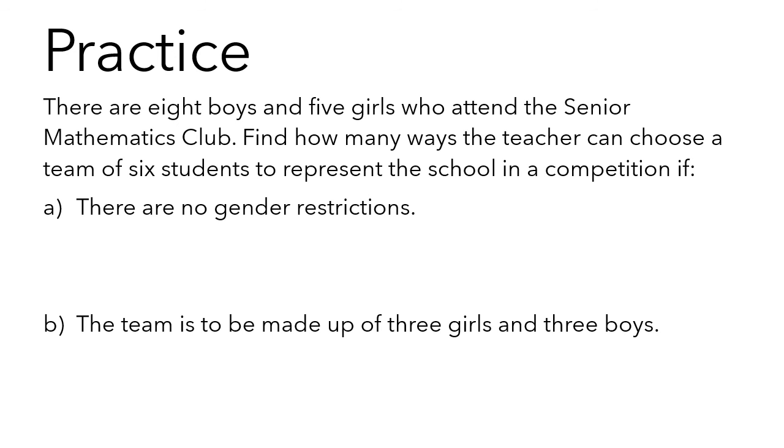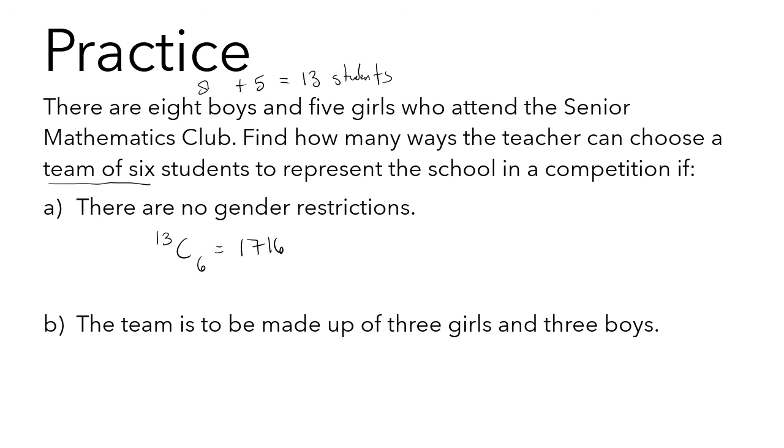Okay, last question. There are 8 boys and 5 girls who attend the Senior Mathematics Club. Find out how many ways a teacher can choose a team of 6 students to represent the school in a competition if, part A, there are no gender restrictions. Okay, so we got 8 boys plus 5 girls makes 13 students in total. Now we're only choosing a team of 6. So remember back to the soccer example, when we're choosing a team, order doesn't matter because if we pick the students in different order, they're still the same team. So we're going to do 13 choose 6, and that's going to equal 1,716 different teams.